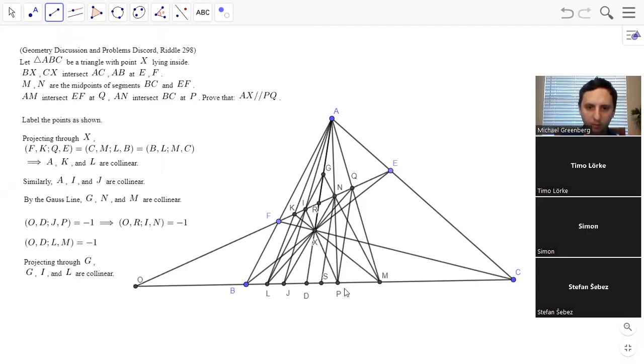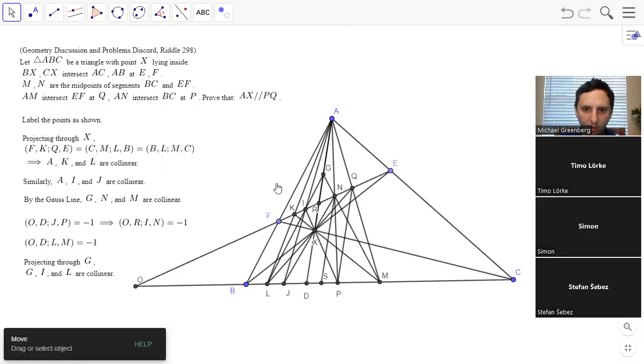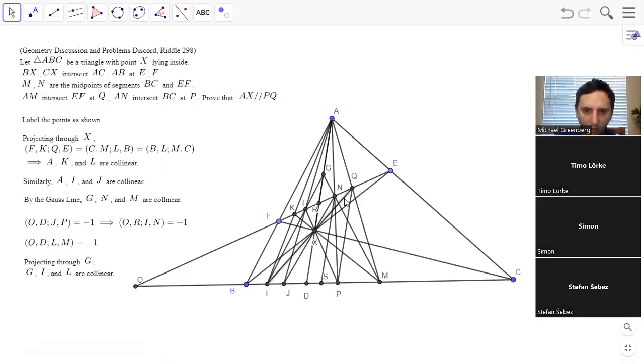And if we project through Q, we want to show that ML, P. I'm getting confused. This one looks tricky.